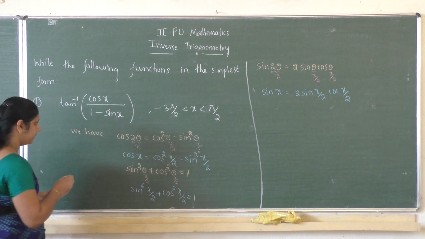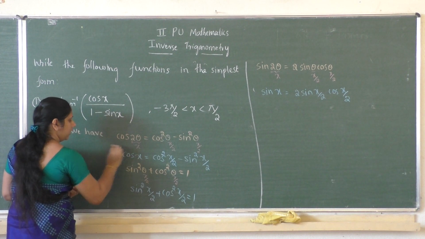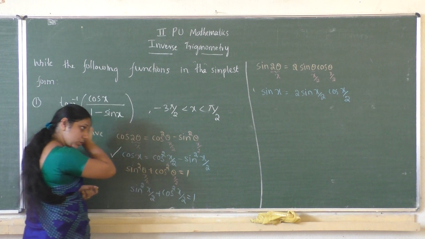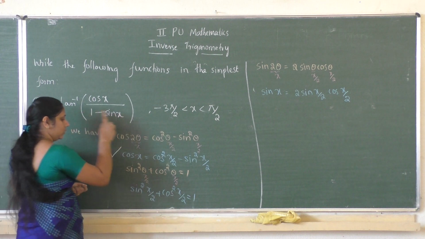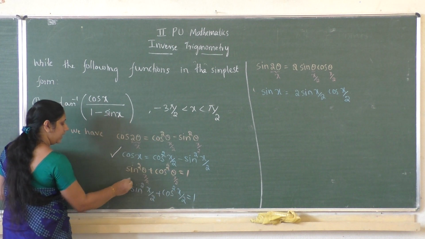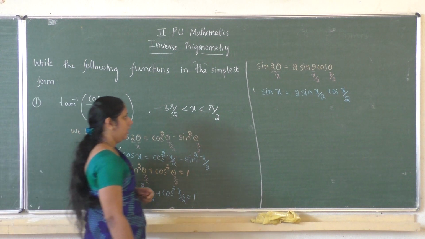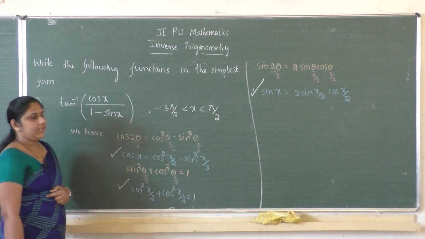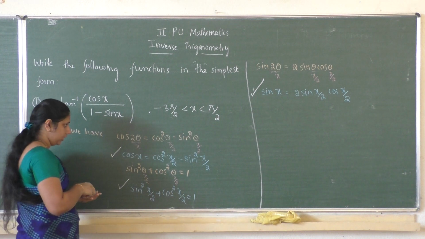Now we will use these in the question. In the place of cos x, we take this formula, that is cos x equal to cos square x by 2 minus sin square x by 2. In the place of 1, we will take sin square x by 2 plus cos square x by 2, and in the place of sin x, we will take the term 2 sin x by 2 cos x by 2. So, solution.